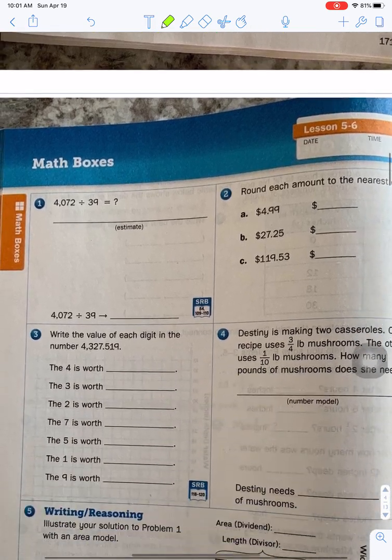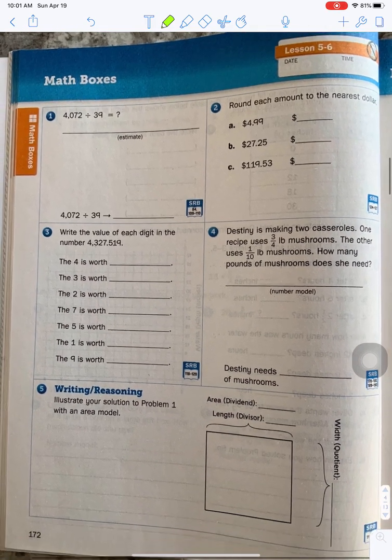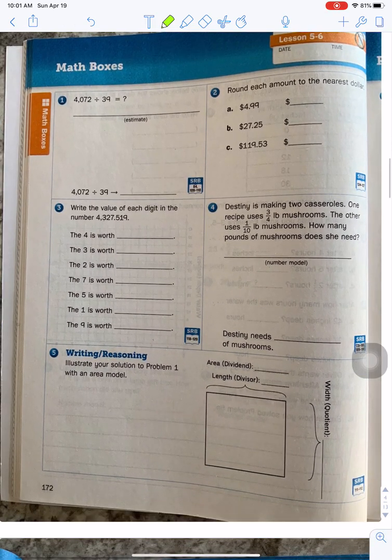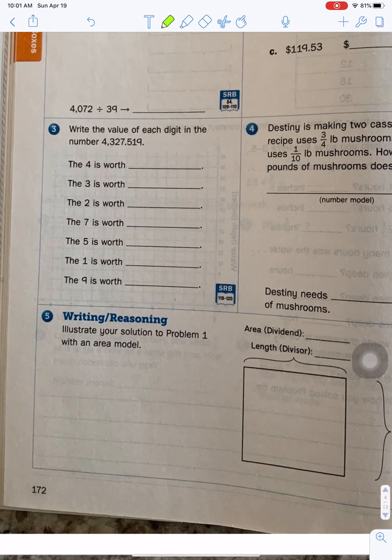Okay, now turn to the next page in your journal. And I would like you to try to do page 172 on your own and then watch the next video.